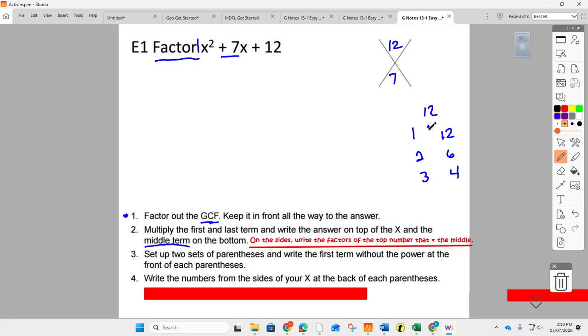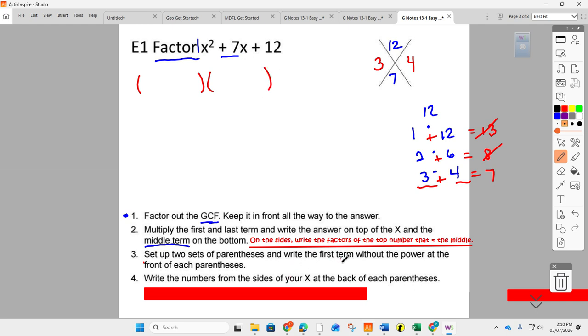So if we multiply these, we get 12, right? But what do we get when we add them? Well, 1 plus 12 is 13. That's not the same as our bottom number. 2 plus 6 equals 8. That's not the same as our bottom number. 3 plus 4, that is the same as our bottom number. So these are the factors we're going to put on the sides here, 3 and 4. Okay. Now we're going to set up 2 sets of parentheses. That just means give yourself 2 empty parentheses.